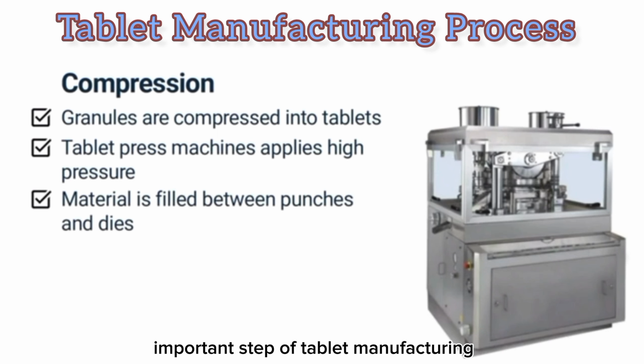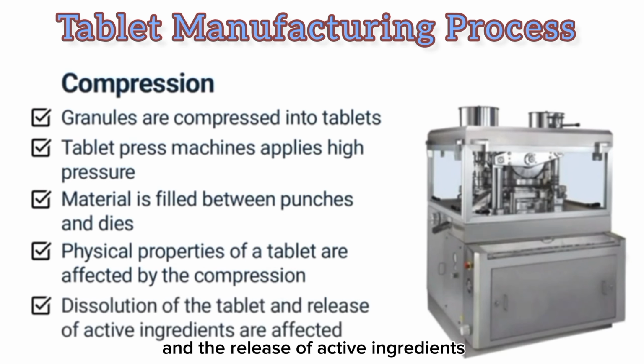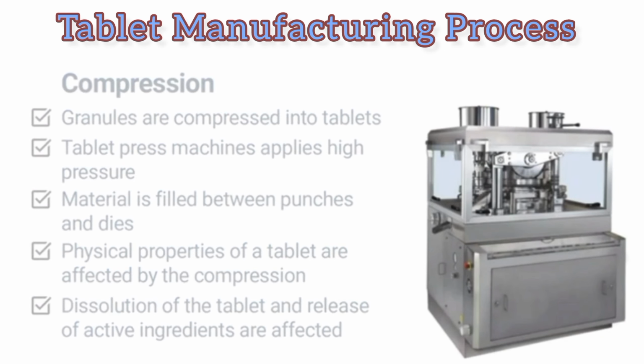Compression is an important step of tablet manufacturing, and the physical properties of a tablet, such as size, shape, hardness, thickness, and friability, are affected by the compression. The dissolution of the tablet and the release of active ingredients are also affected by the compression of the tablet.